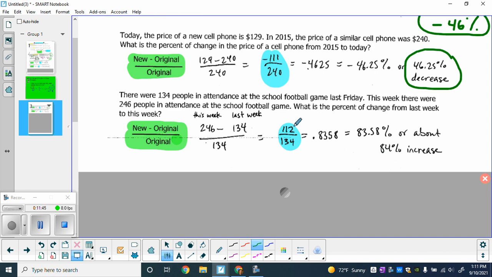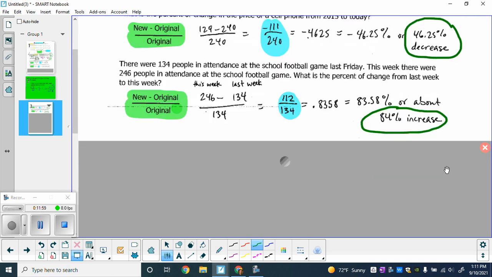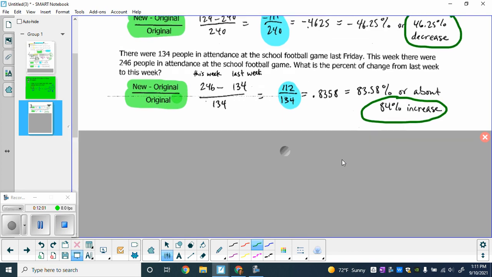But here we can see when we divide the difference by the original, we get 83.58. And in this case, y'all, the 5 would be enough to round this up. So we could see our attendance is up by about 84%. Attendance is up by about 84%. Definitely a good thing for all the concession stand sales.